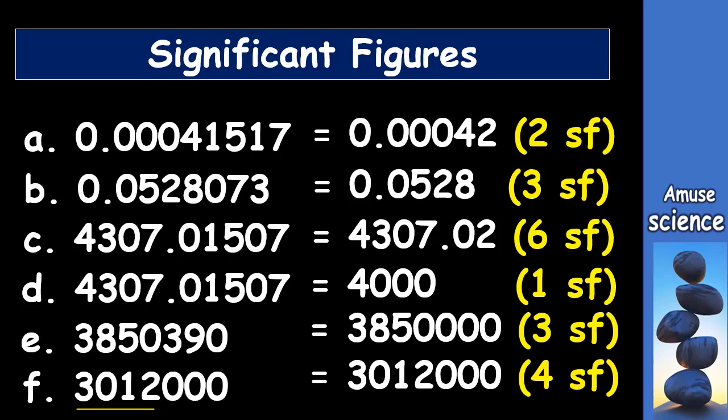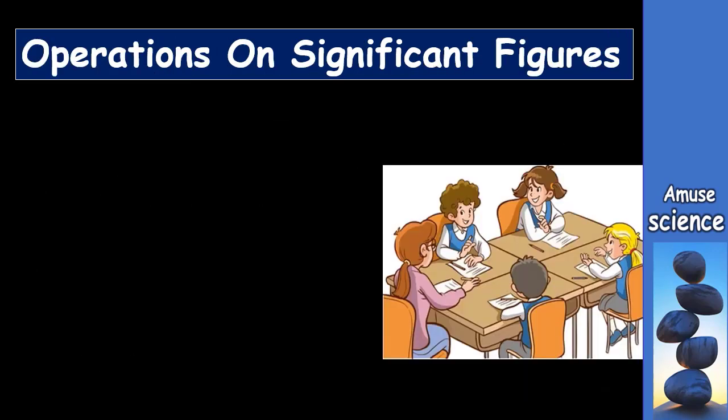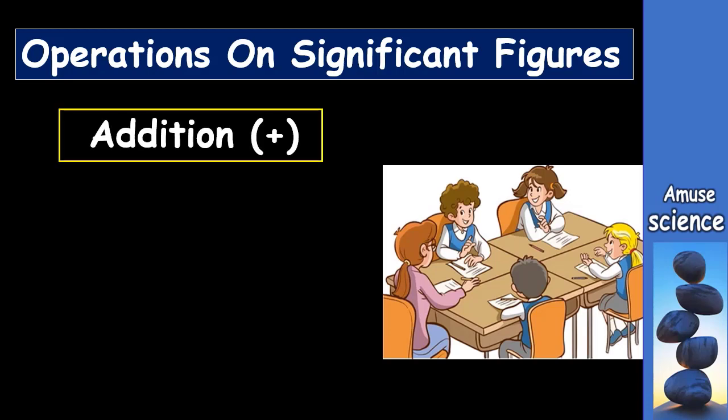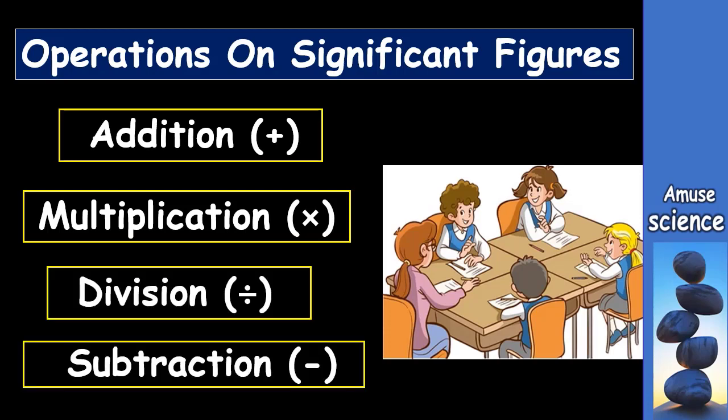Now let's talk about the last thing before we end this tutorial, and that is operations on significant figures. In mathematics and physics, we do computations, and the computations are mostly addition, multiplication, division, and subtraction. So if you are given two numbers to add and they are in two different significant figures, what are you supposed to write as your final answer? Here, the rule is simple.